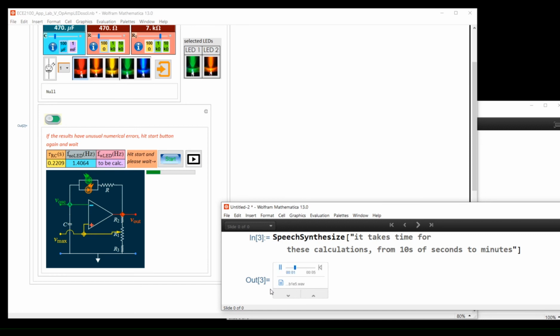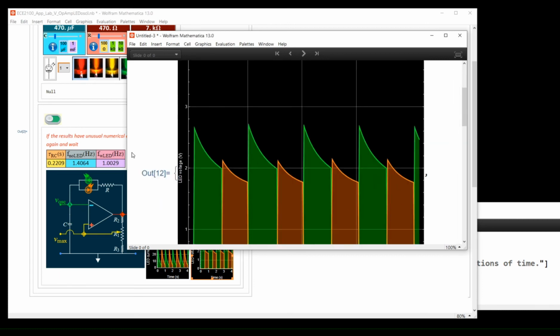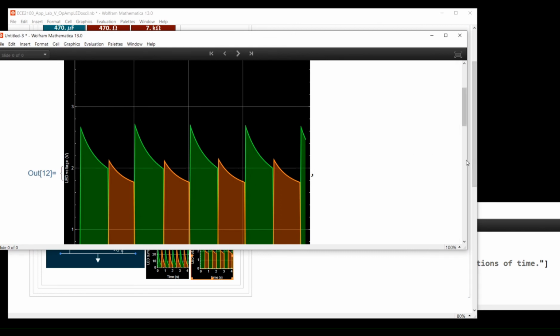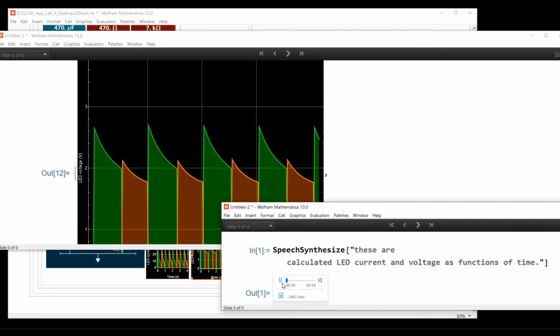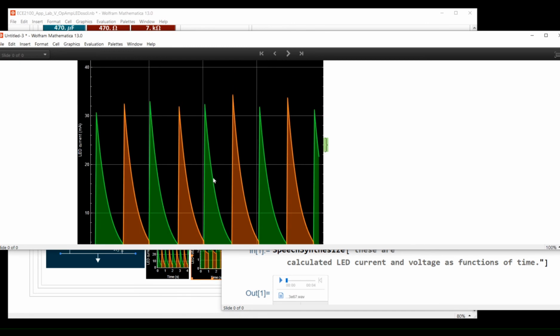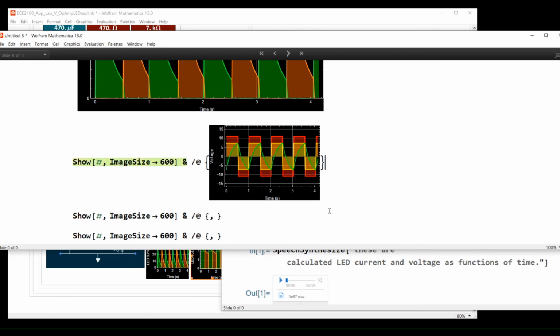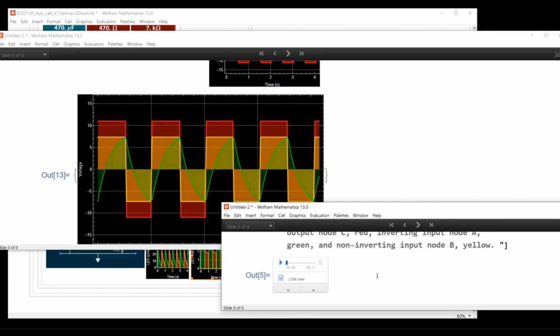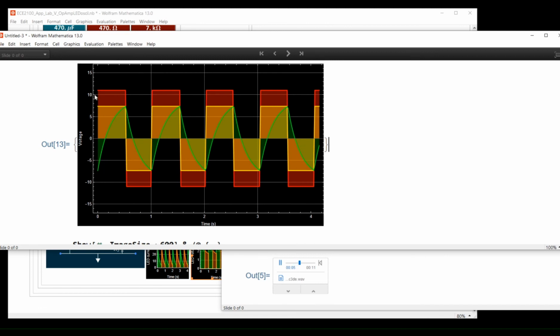It takes time for these calculations, from tens of seconds to minutes. These are calculated LED current and voltage as functions of time. This shows the voltages of the three OpAmp terminals: output node C, red, inverting input node A, green, and non-inverting input node B, yellow.